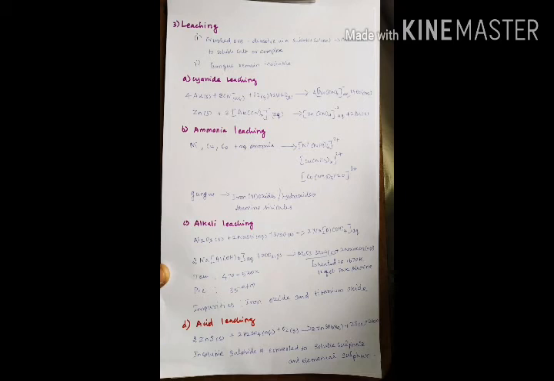We have four types of leaching. The first leaching is cyanide leaching. By this cyanide leaching, gold ore is concentrated. The crushed ore of gold is leached with the aerated dilute solution of sodium cyanide. Here the gold present in the ore is converted into a soluble cyanide complex.